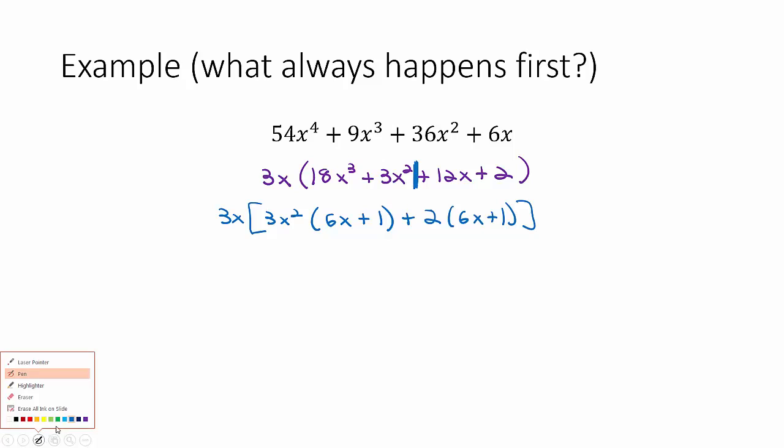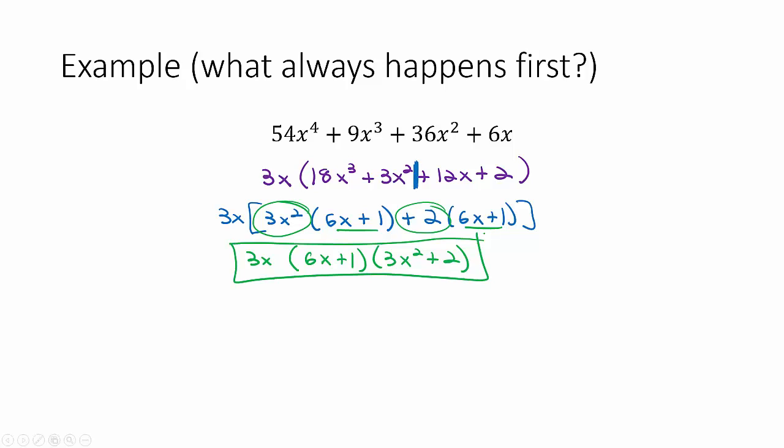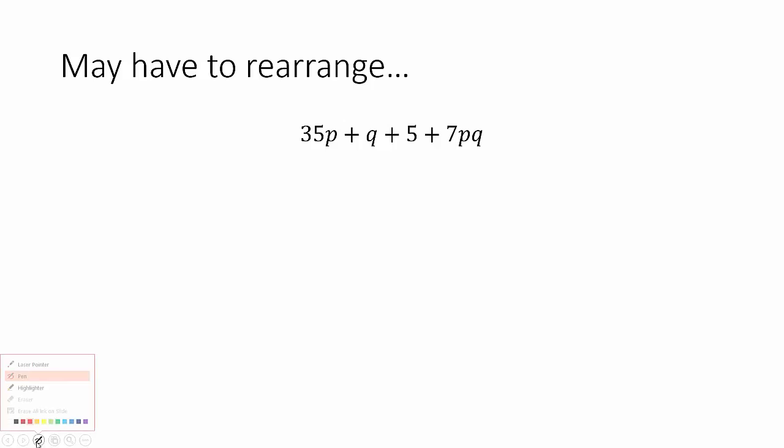And just like we were hoping, they both have that binomial GCF. Keep that 3x out front. Then there's the 6x plus 1 that they had in common. Then we have 3x squared plus 2. And now we have factored using grouping. But don't forget what we've already learned. We always have to check for that GCF first, get that out of the problem, and then factor what's left, those four terms, by grouping.